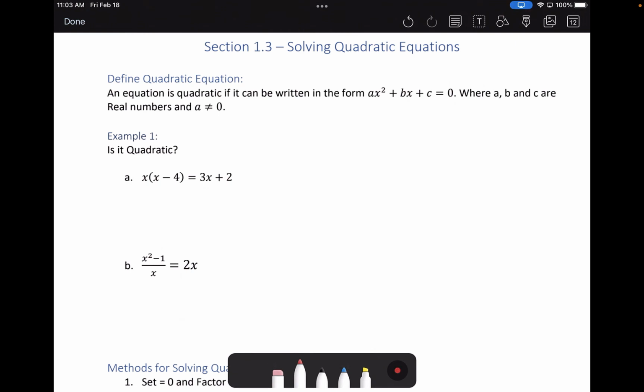Section 1.3, Solving Quadratic Equations. An equation is quadratic if it can be written in the form ax squared plus bx plus c equals 0, where a, b, and c are real numbers and a is not 0.